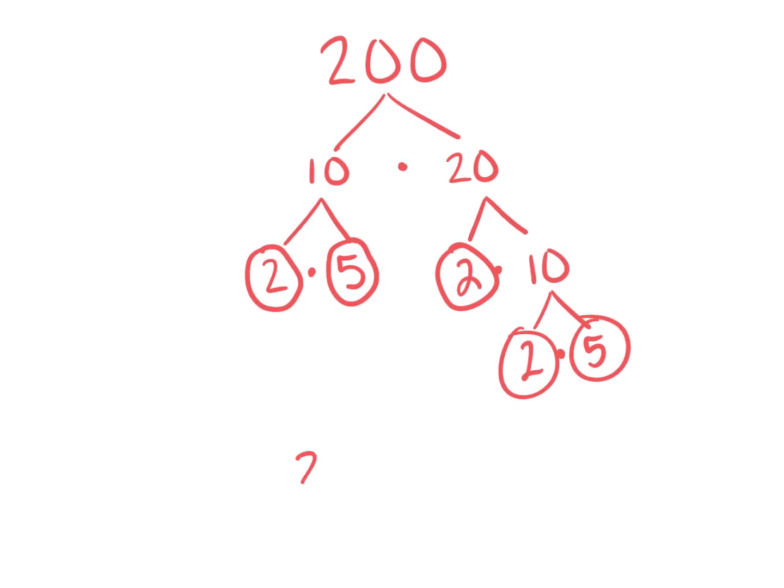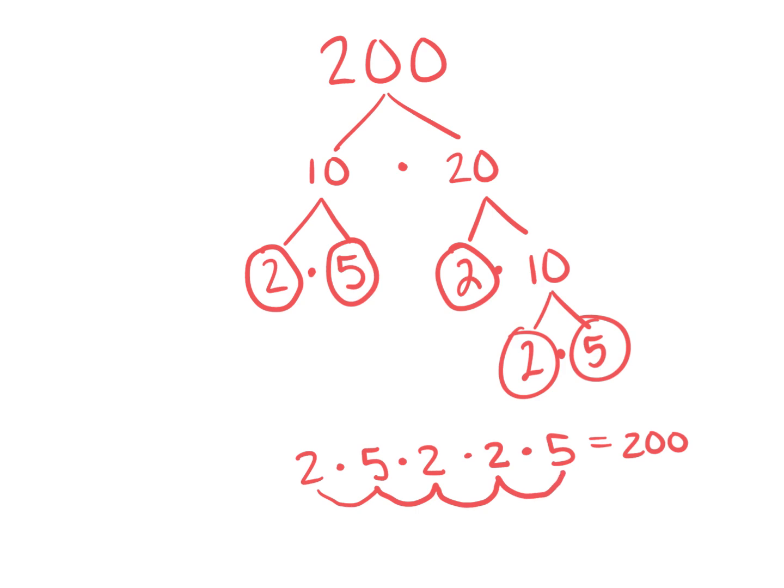So we've got 2 times 5 times 2 times 2 times 5 equals 200. Now let's just check that. 2 times 5 is 10, 10 times 2 is 20, 20 times 2 is 40, and 40 times 5 does equal 200. So it doesn't matter what numbers you multiply together to get the number, as long as they're accurate. So there are a lot of numbers that you could use right here to make 200.